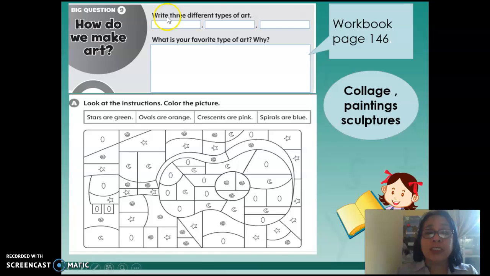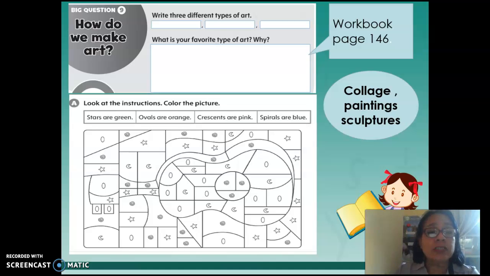And the first question says, write 3 different types of art. Well, remember from the vocabulary, we saw and we heard the words collage, sculpture, pattern, and I will add paintings, okay? So we have about 4 words related to art. So right here on this part, I gave you 3 words: collage, paintings, sculptures. You can write these 3 in the corresponding boxes. It's not necessary to follow this order. Any order is correct. And if you have a different type of art, you can write it there, okay?